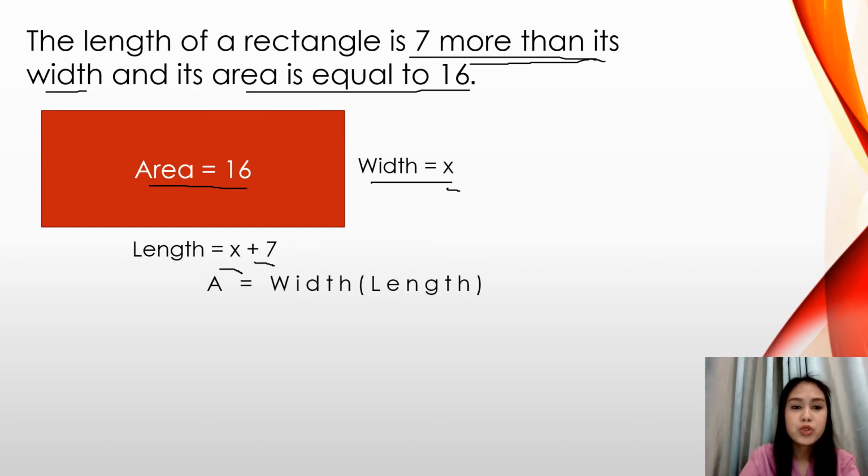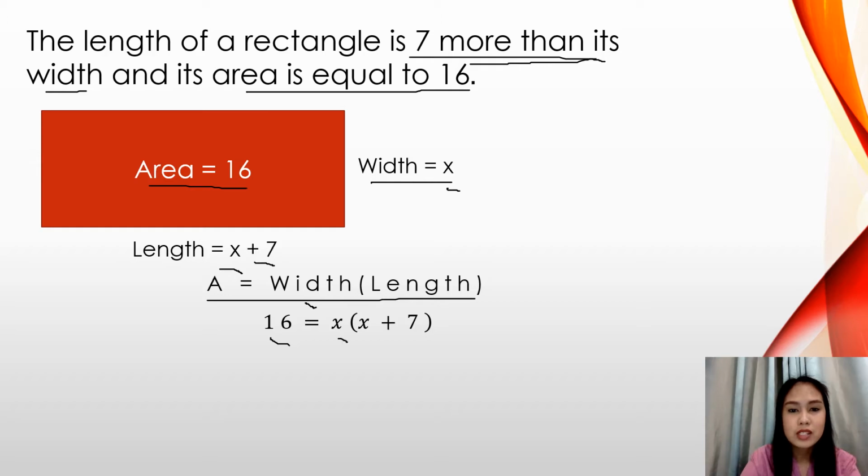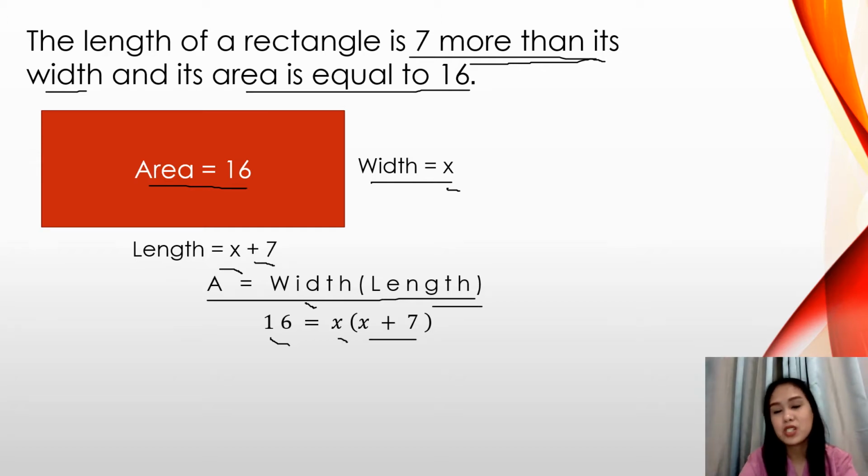So if we are going to use the formula of the area, which is width times length, we just simply substitute what is given in the problem or in the sentence in our formula. The area is equal to 16 and the width is equal to x, while the length is equal to x plus 7. We just simply substitute what is given in the sentence.